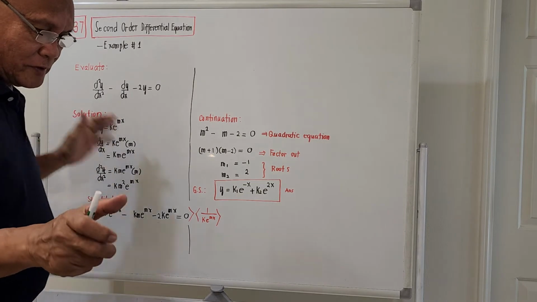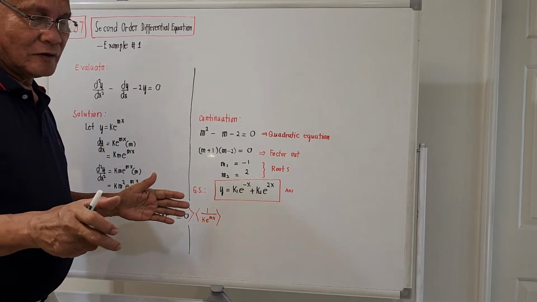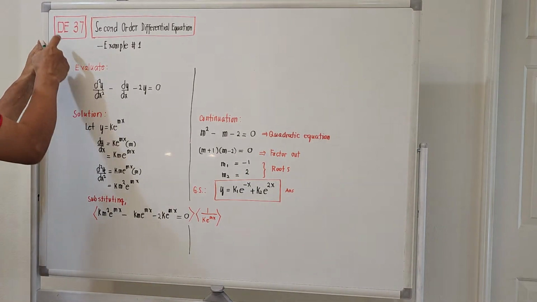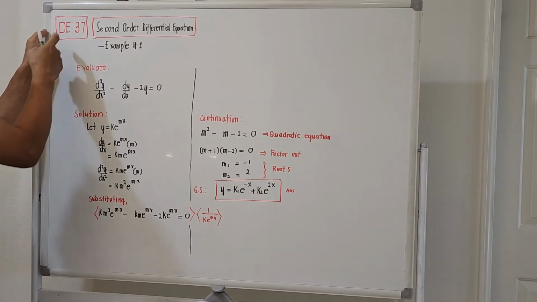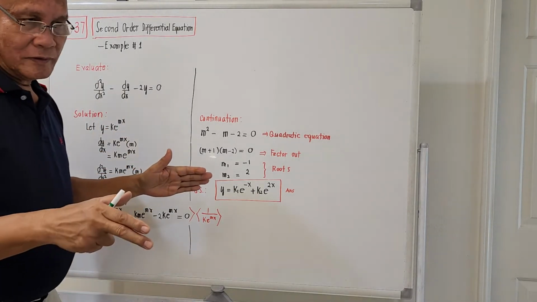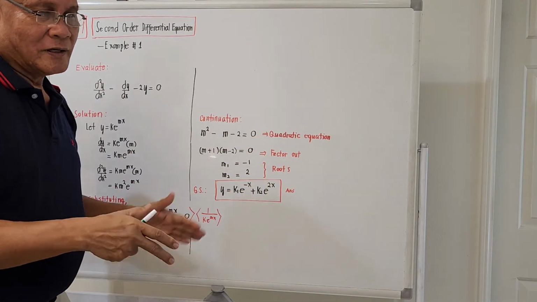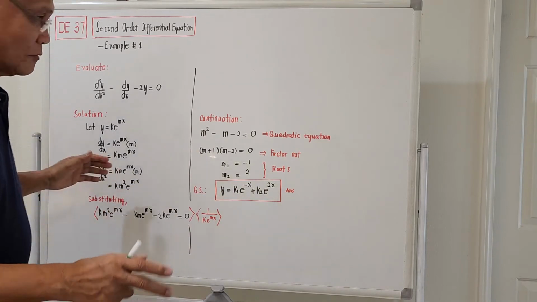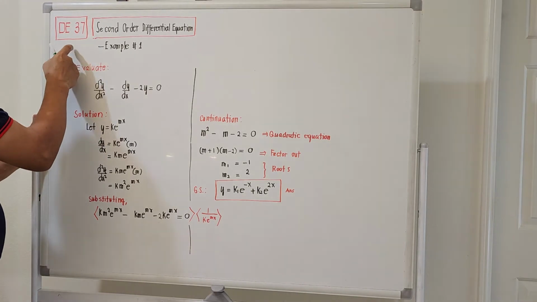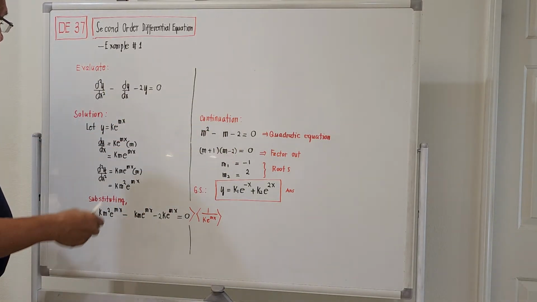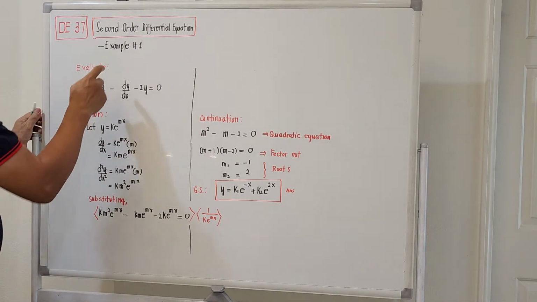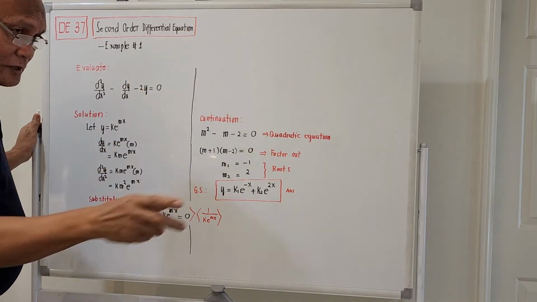This is now lesson number 37 on my course differential equation. This is lesson number DE37, DE meaning differential equation. If you are following my channel, there's a numbering on the topics. Under the topic differential equation, this is now topic number 37. It's in sequence. Lesson number 37 is actually second order differential equation.